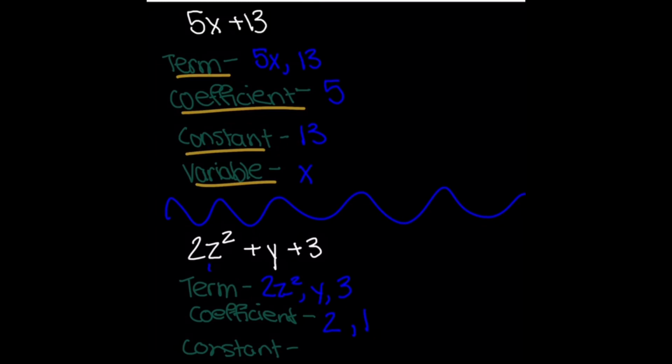And right here, we had a z. There was a 2 in front of it, but even though there's not a number in front of y, there's still an invisible 1 there. Most of the time they don't put that 1 because they're expecting you to already know it, right? Because any number times 1 is itself, that 1 doesn't change the value of y. So we still put that 1 there. And for a constant, we would put 3. And for the variables, we would have 2 this time. That's z, and it's y.